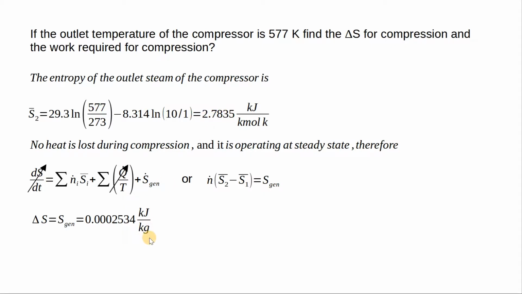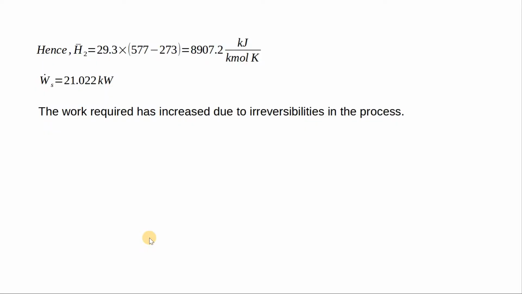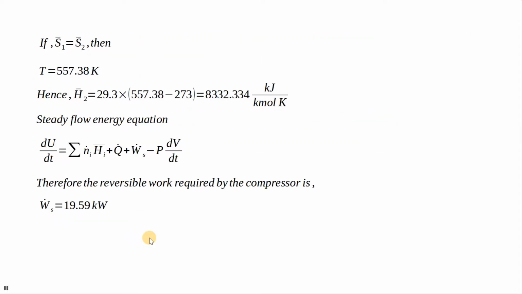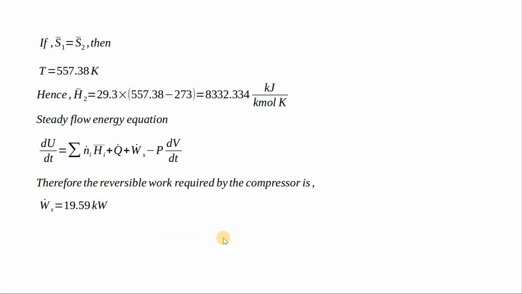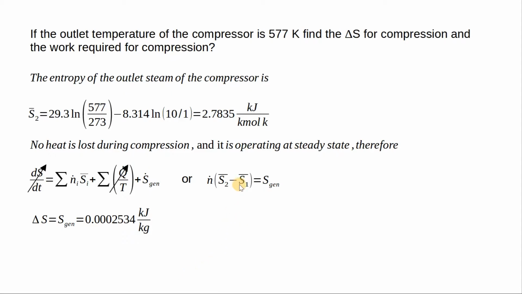S2 we have already calculated, it is 2.7835, and S1 has been already calculated, which is 1.7699. So we put all these values and we get the entropy generated as 0.002534. Since the compression was irreversible, we have got a positive value of Sgen. The value of Sgen for a reversible process is 0, and for an irreversible process is positive.